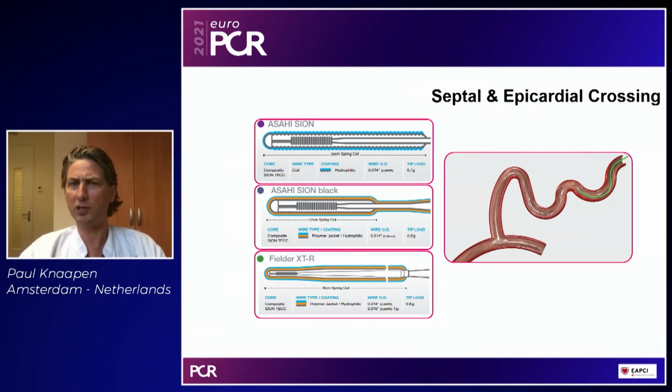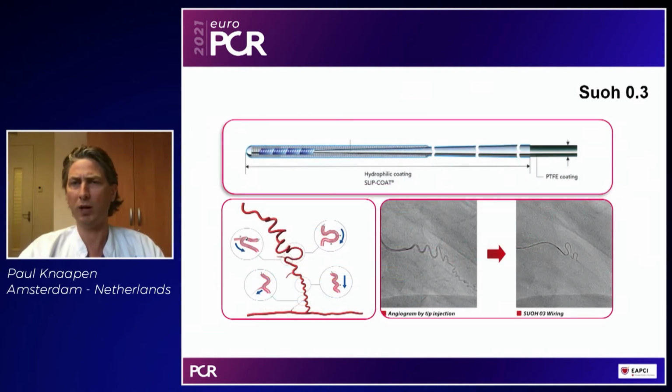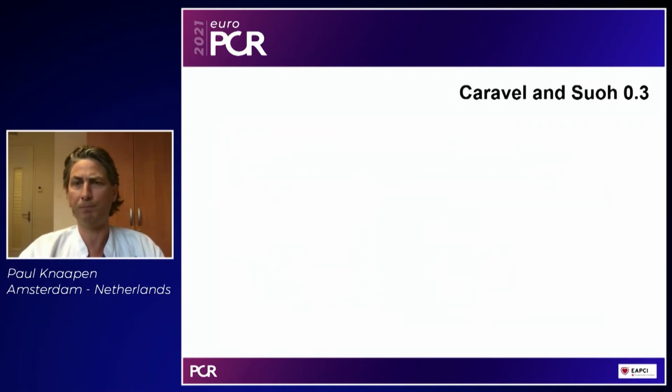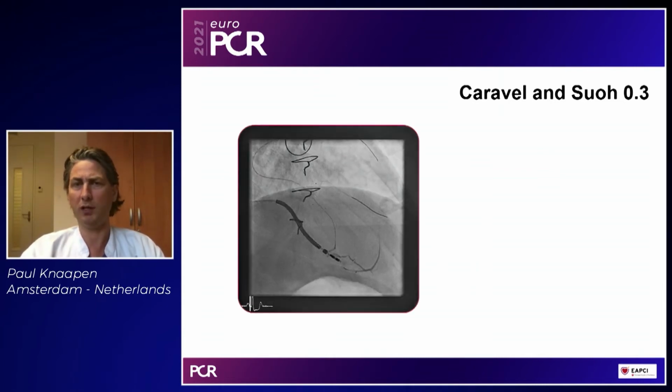This is basically an ASAHI Sion wire as a workhorse to get retro. If that fails, you can go to polymer jacketed wires like a Xenon Black, or if you have high tortuosity and you want to navigate through, a Fielder XTR. But I think one wire we should not forget, and it's been relatively novel, not for Japan, but for the rest of Europe, is the SUOH 03, which has really revolutionized the way you can pass very difficult tortuous segments. Not only septals, but specifically the epicardials.